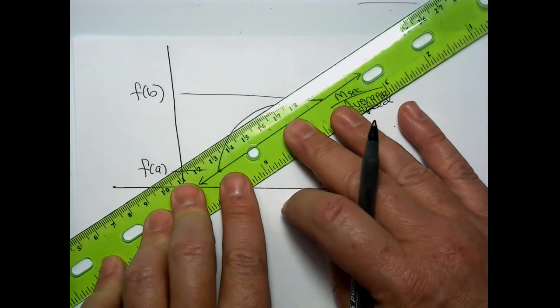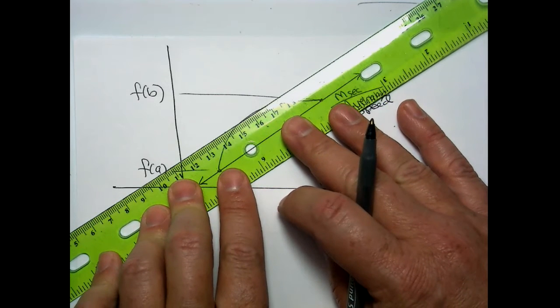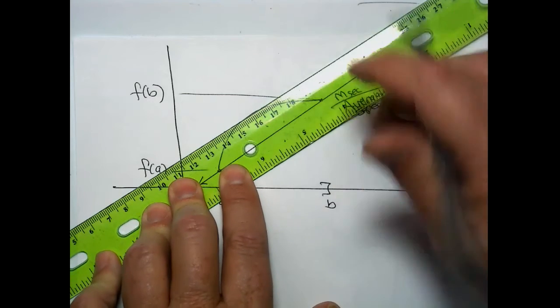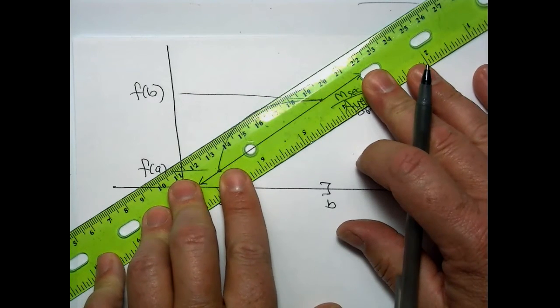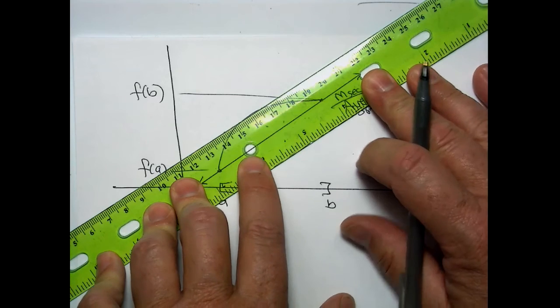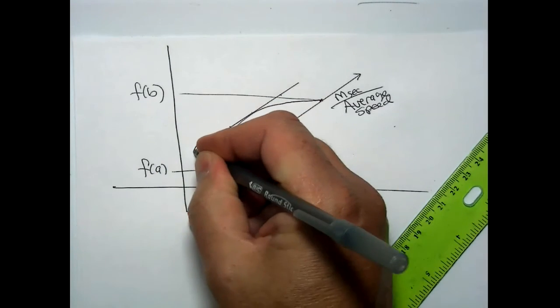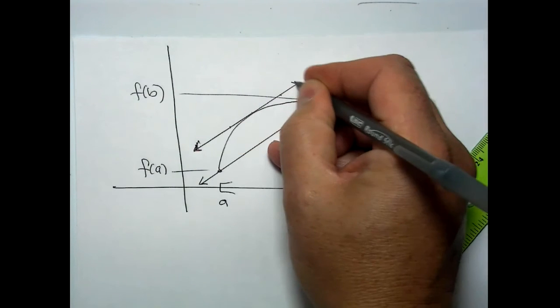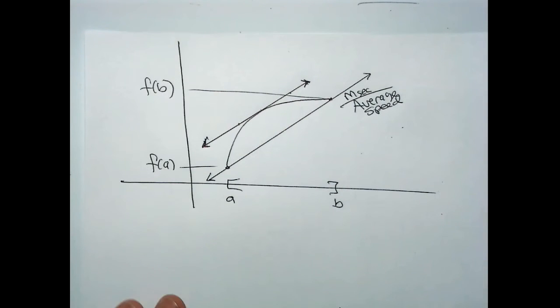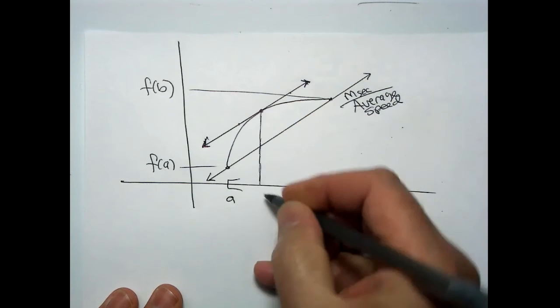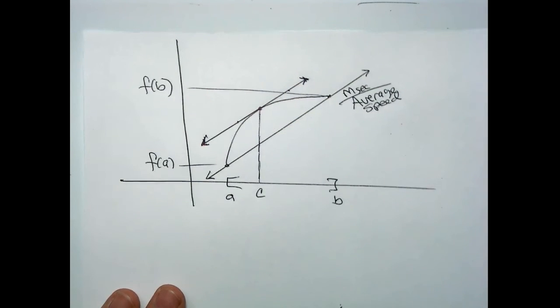Parallel. Right there. So let me draw this tangent line that happens to be parallel to the secant line. Where does this happen? Well, on this curve, it only happens once, right there, whatever that x equals c value happens to be. And that is the promise.